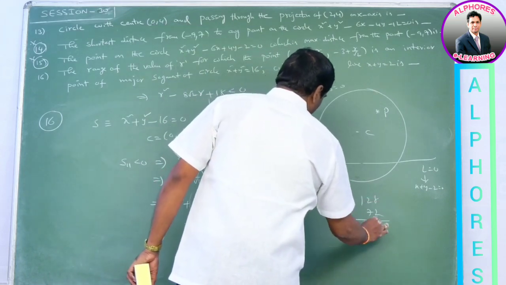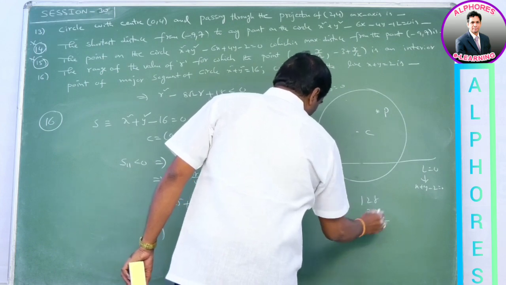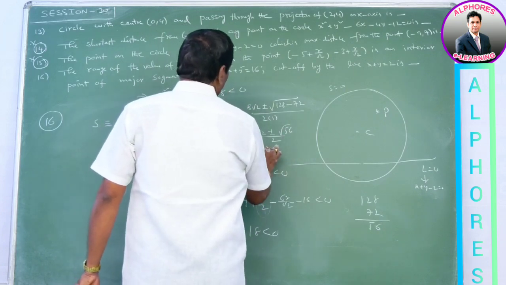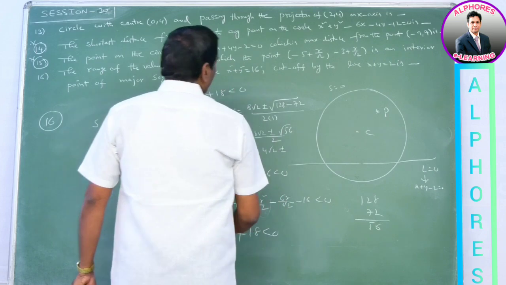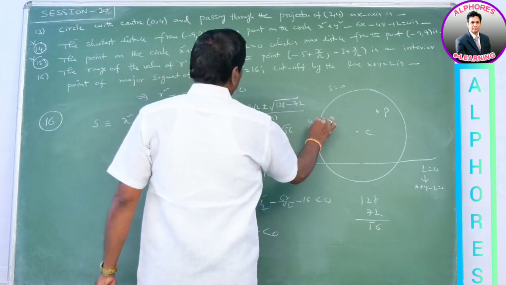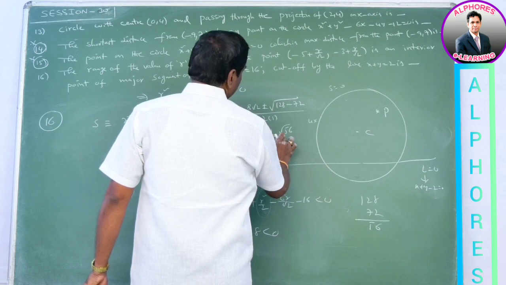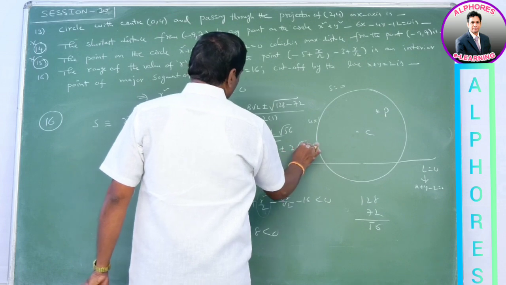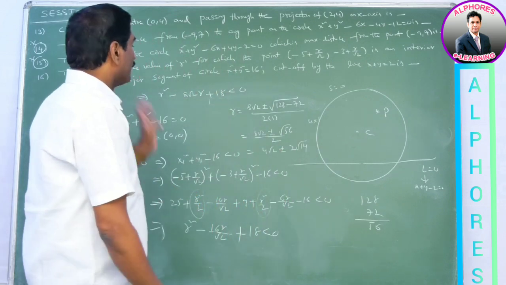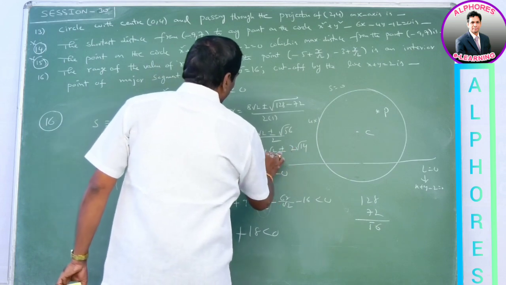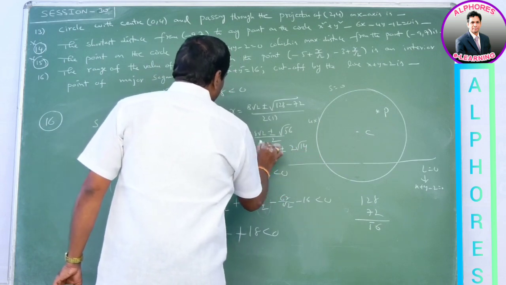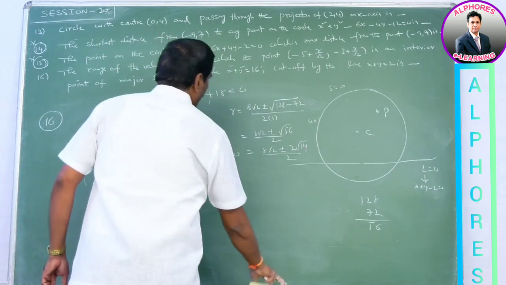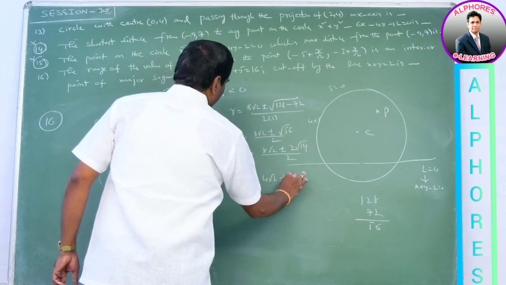That means 8 root 2 plus or minus root of 128 minus 72. 128 minus 72 is 56. So this value is plus or minus root 56 by 2. Root 56 means 4 into 14, which is 2 root 14. Finally, 8 root 2 plus or minus 2 root 14 by 2 is equal to 4 root 2 plus or minus root 14.